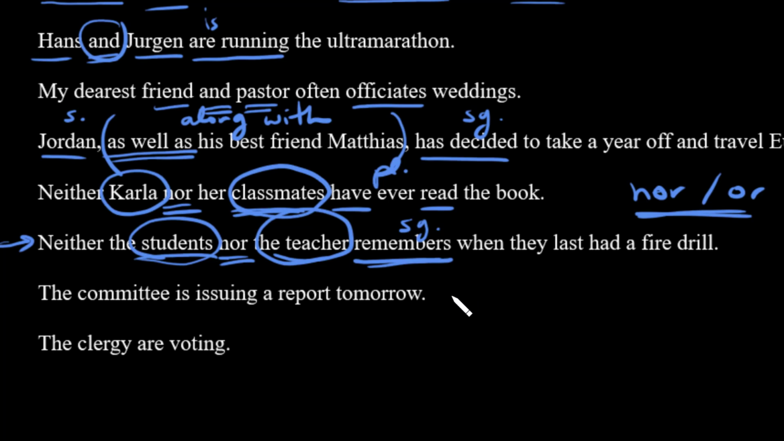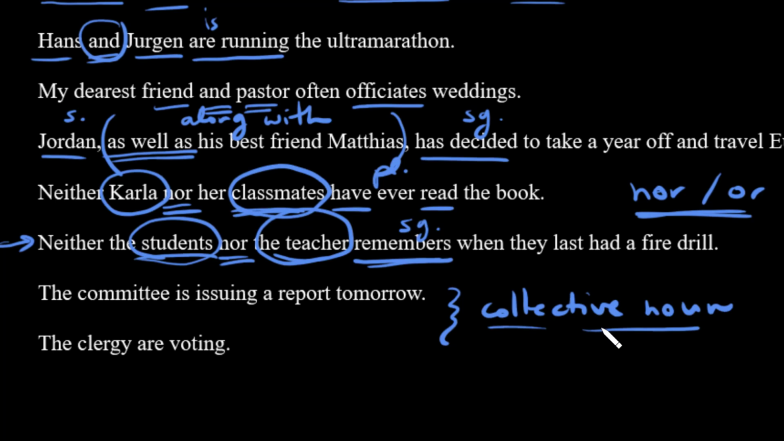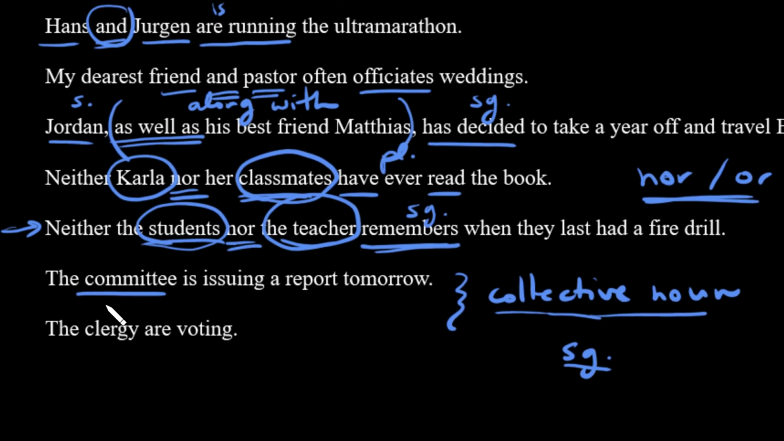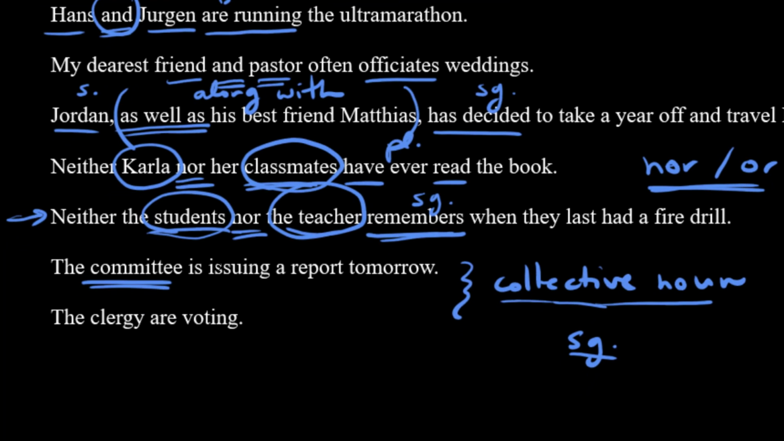A couple of last sentences here, and these have to do with collective nouns. A collective noun is a noun that refers to multiple people or multiple things, but is singular in nature. Okay, so it's singular, but it just happens to refer to a bigger group of things. You can see that here, the committee. So the committee might consist of many people, but it's singular as a noun. It's one committee, and that's why we have is instead of are.